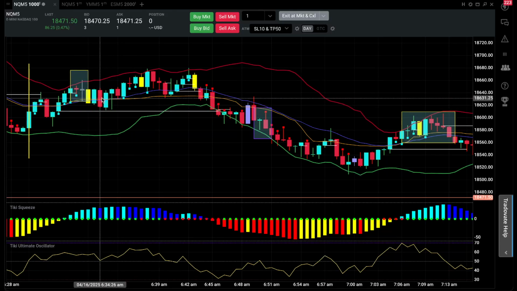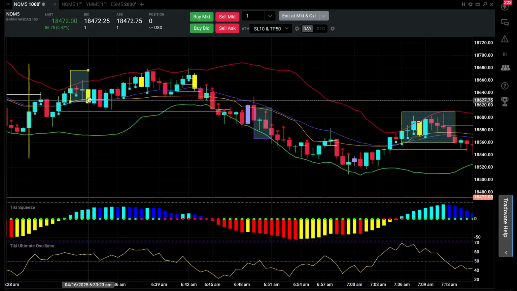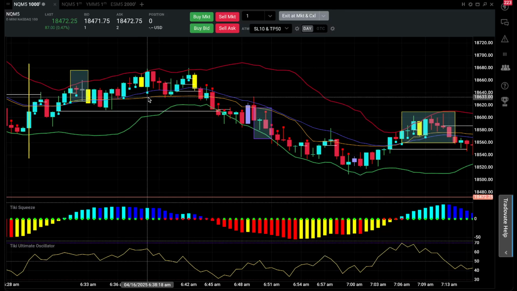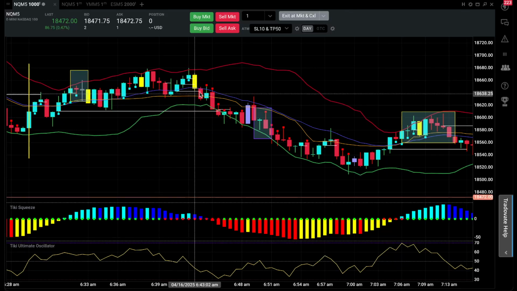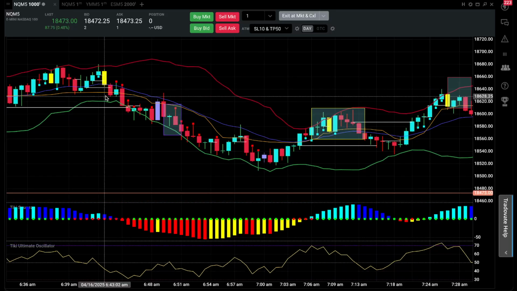After that, the comma's flat. What I'm looking for is some direction, and right now it's hugging the comma up and down, being choppy. There's nothing to trade here. It's too difficult. So I'd be waiting for price to start moving, start trending, and this is it.